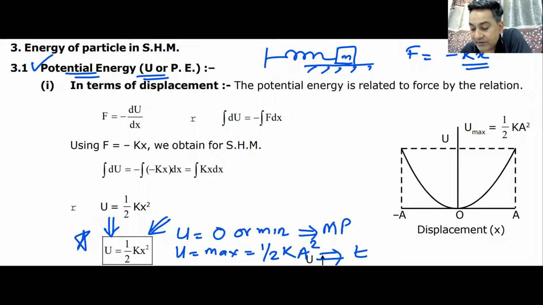When the particle is at its extreme position, this is the graph. It's a parabola, because half kx square is a parabolic graph. Energy is maximum at the extreme point. Do you see this? Yes or no? Yes, sir. And energy is minimum at the mean position. So remember, in terms of energy, in simple harmonic motion, energy is minimum at the mean position and maximum at the extreme position. The value is given by half kx square.